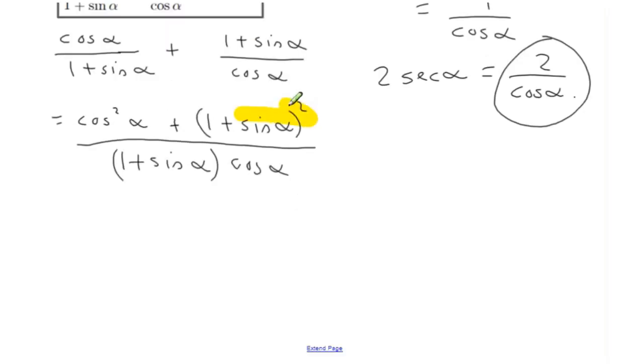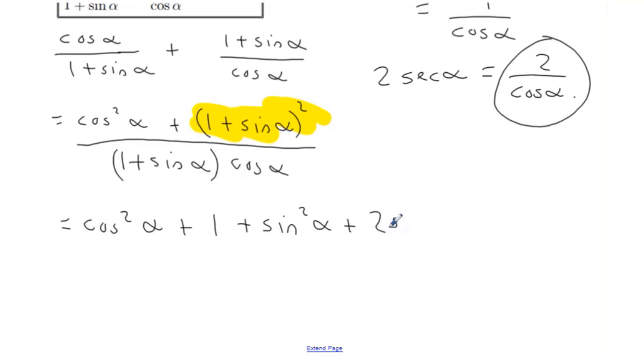Now looking at it, it does look like we're probably going to have to expand this term, and we're hoping to get a situation with sine squared alpha plus cos squared alpha equals 1, which will help us a lot. So now we have cos squared alpha plus, 1 times 1 is 1, sine alpha times sine alpha is sine squared alpha, plus 1 times sine alpha plus another 1 times sine alpha, so that's 2 sine alpha, all over the bottom.